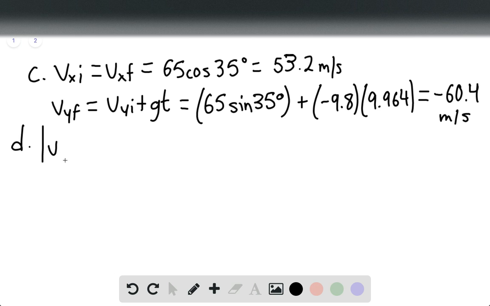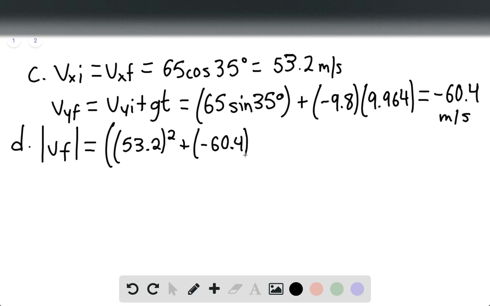Part D, they want us to find the magnitude of the final velocity. So we can say that the magnitude of the final velocity will simply be equal to the x component squared plus the y component squared, and then taking the half power of the entire thing. So 53.2 squared plus negative 60.4 squared, and then the entire expression to the 1/2 power. And this is giving us 80.5 meters per second.